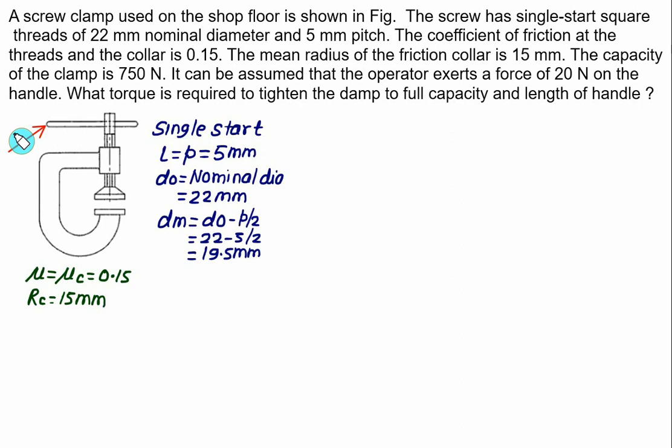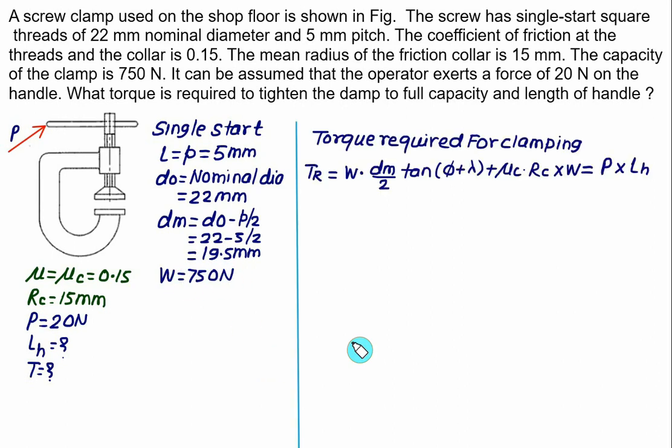The maximum force that we can apply is equal to P. The operator here exerts a force of P. That value of force he can exert is equal to 20 Newton. Length of handle you have to find out and the torque you have to find out. In addition to this, he has given the maximum value of the clamping force that we'll treat as W, equal to 750 Newton.